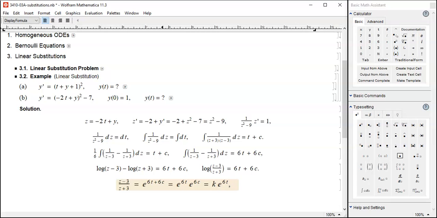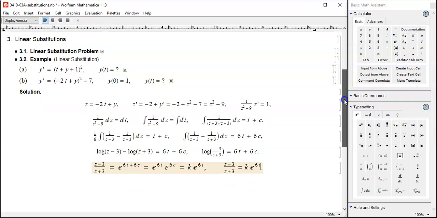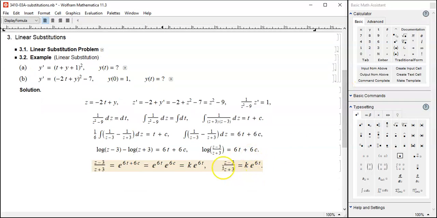In short, z minus 3 over z plus 3 is equal to k times exponential of 6t. Right here, we don't have to worry about the domain issues. Of course, the denominator should not be 0, but otherwise okay. All right, we have a little bit better implicit solution, but can you actually get an explicit solution here? Yes, we can. Yes, we can. This is a linear fractional equation, so we can solve it. Flip the denominator to the other side.